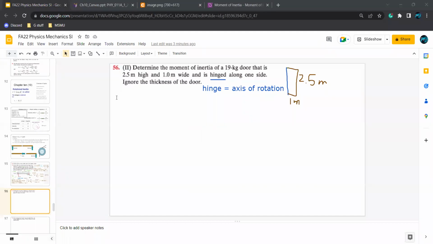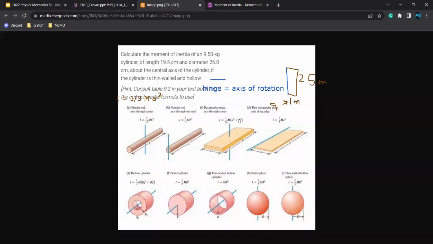So let's write: I is equal to 1/3 M A squared. Where they say A, but this is A. It's not acceleration. And if you don't believe me, we go back and look at the image. You see how it says A, and then it points A out right there.